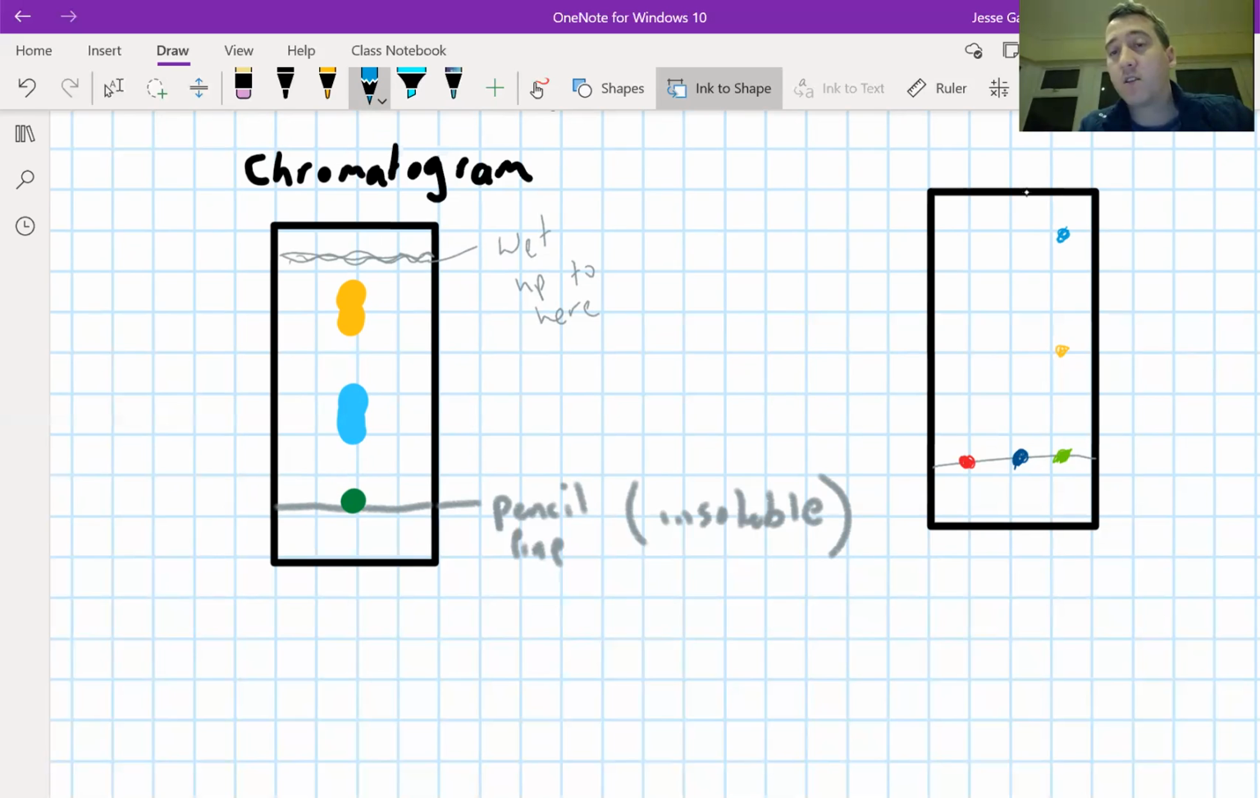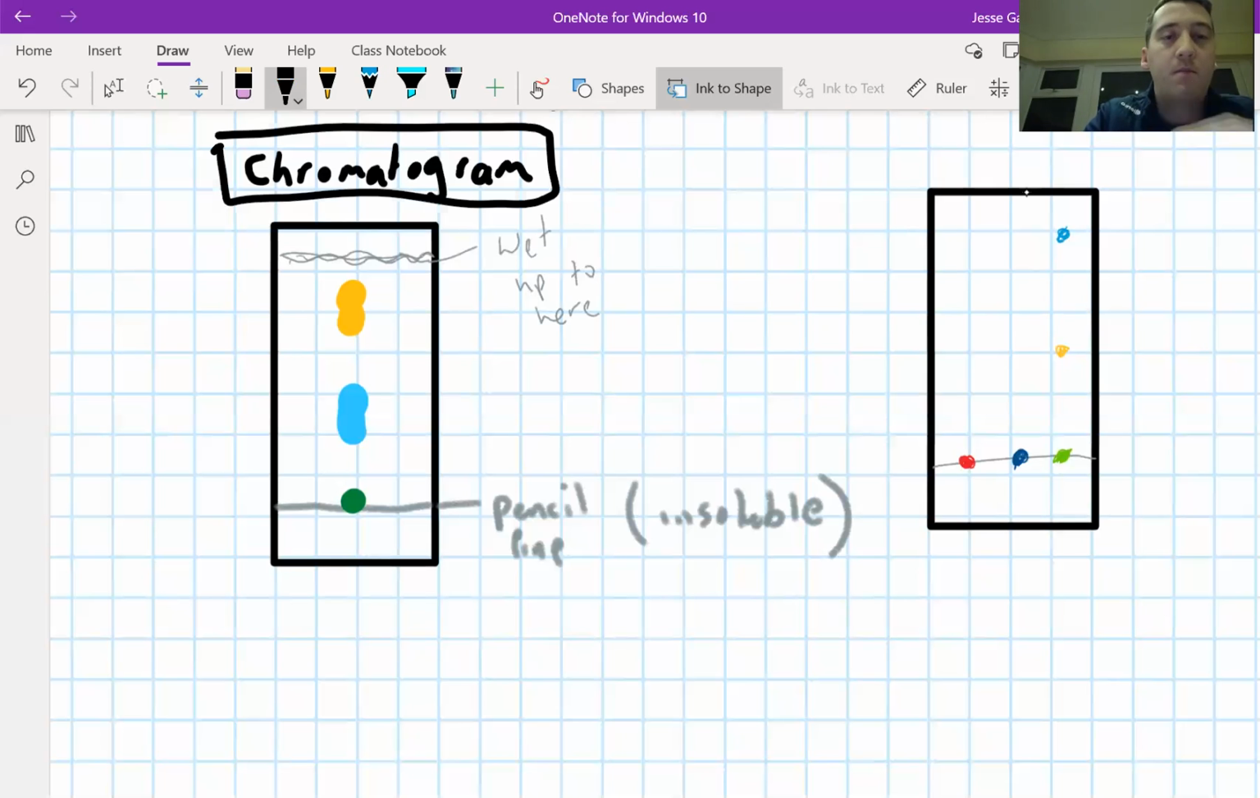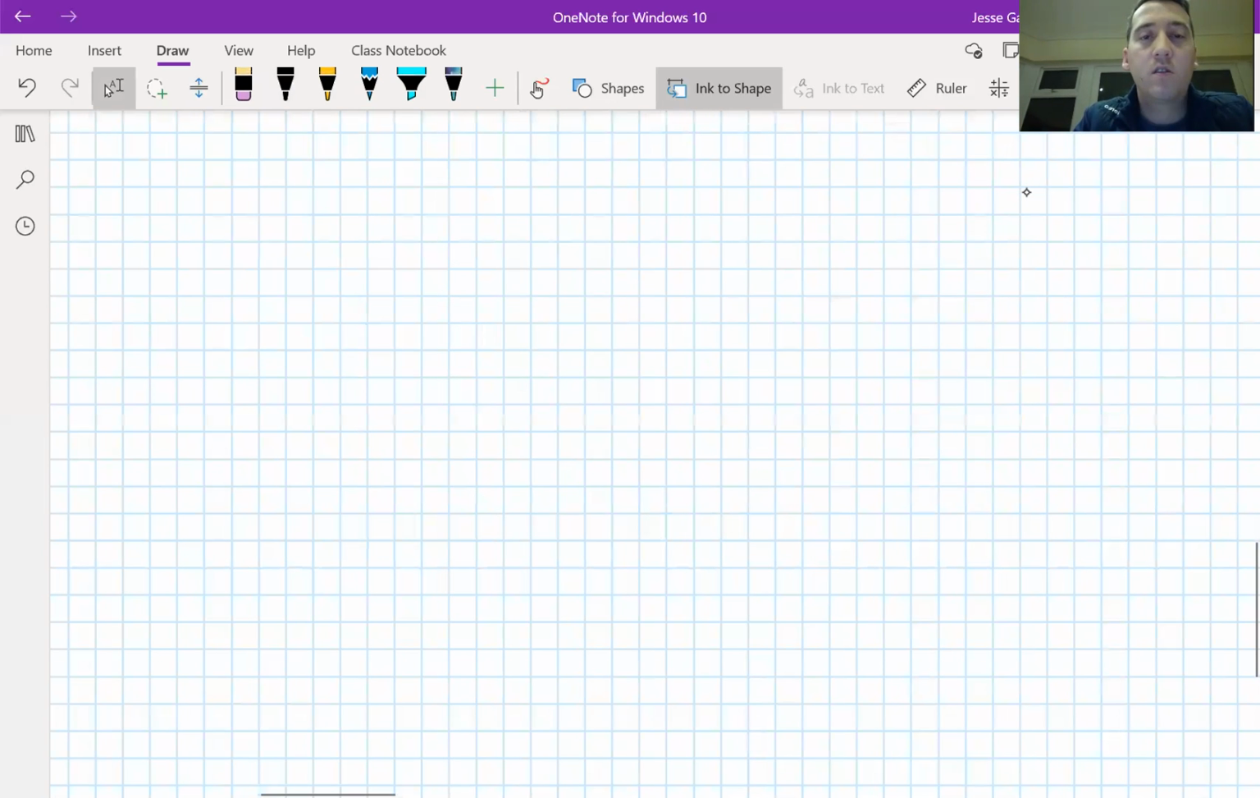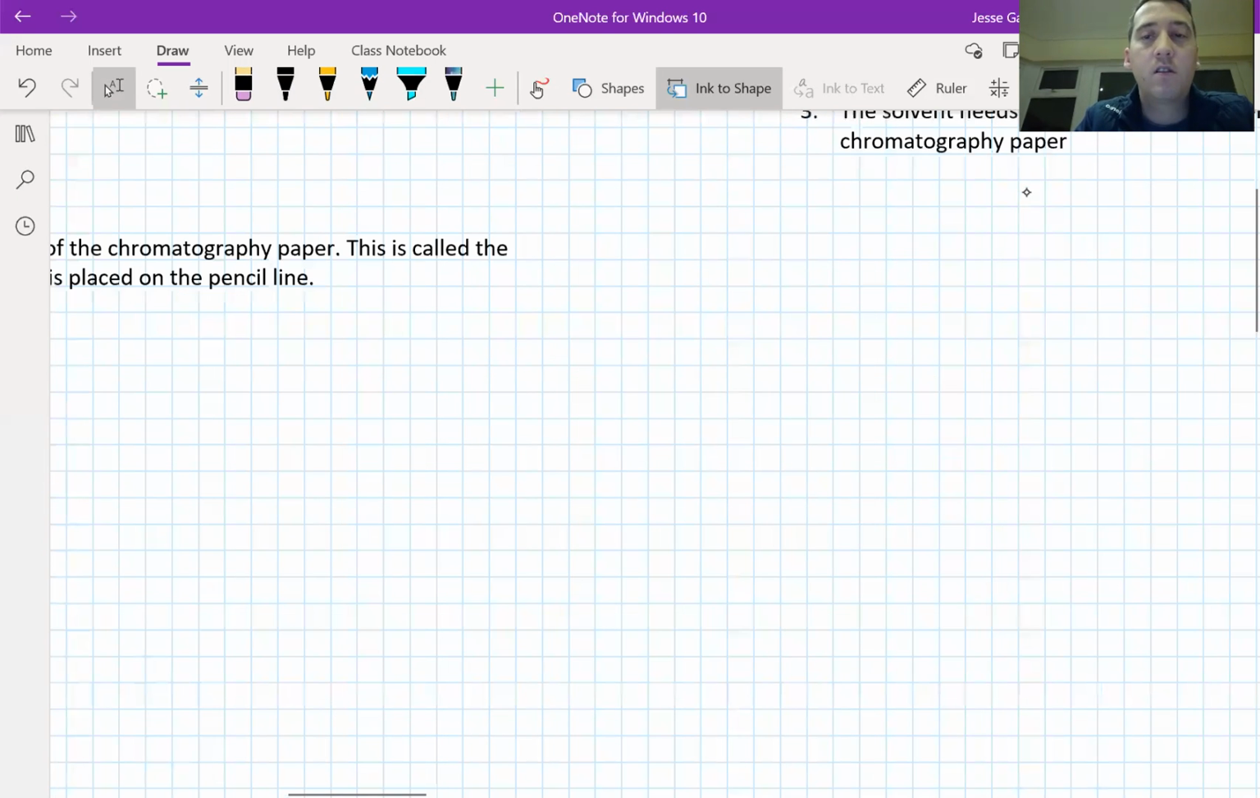So that's all possible. So it doesn't just have to be one ink spot. You can put lots of different inks on one piece of chromatography paper and then compare which colors they have in them. So this is the chromatogram. This is what you're left with at the end, the chromatogram. Okay, right. So a couple more questions to practice now at this stage. Should be no problem for you.